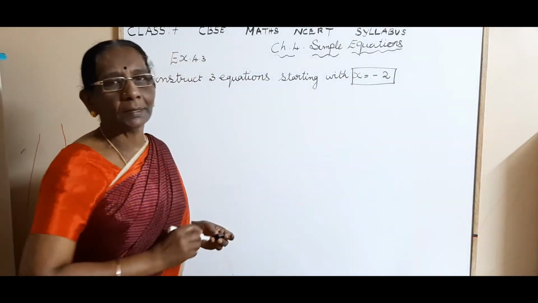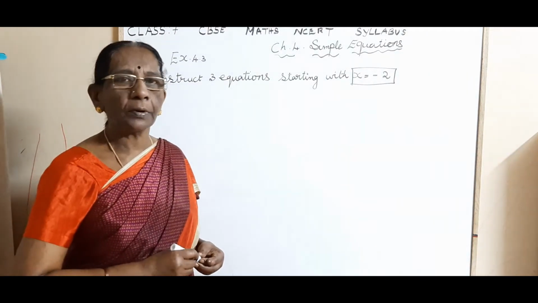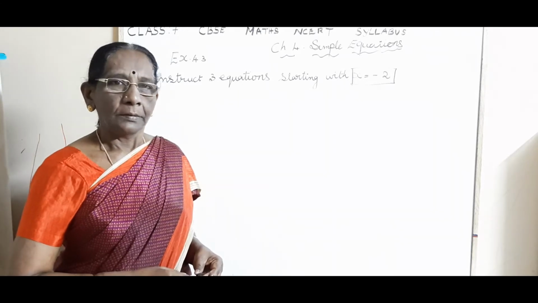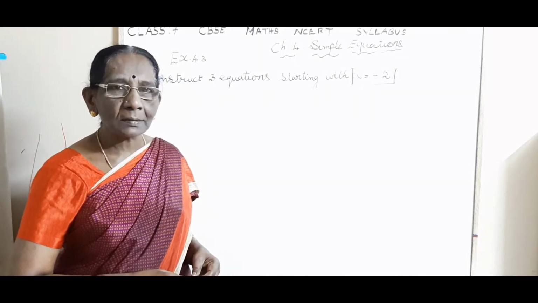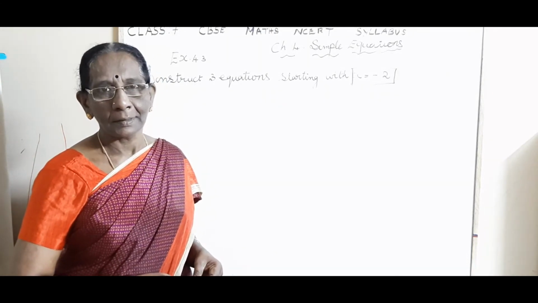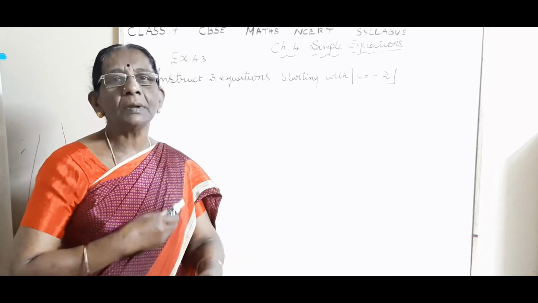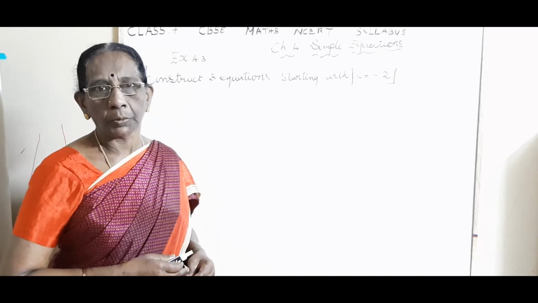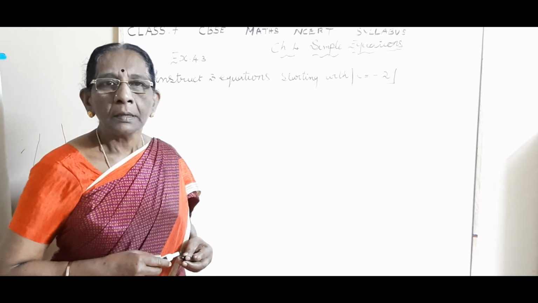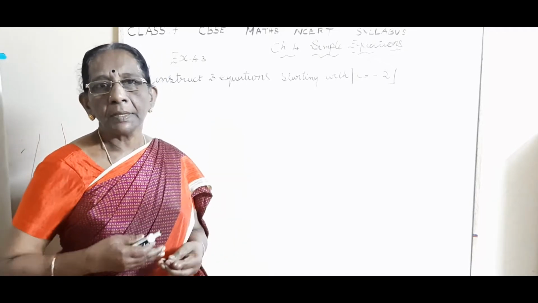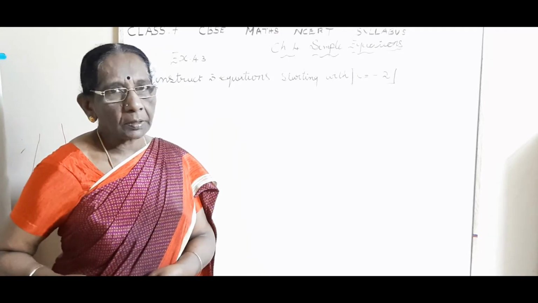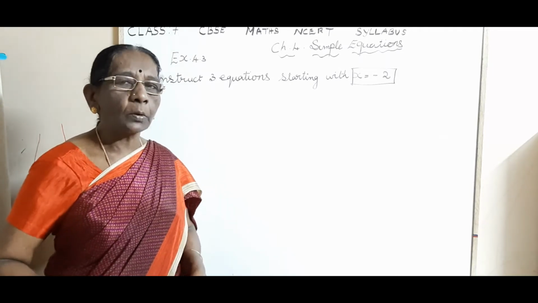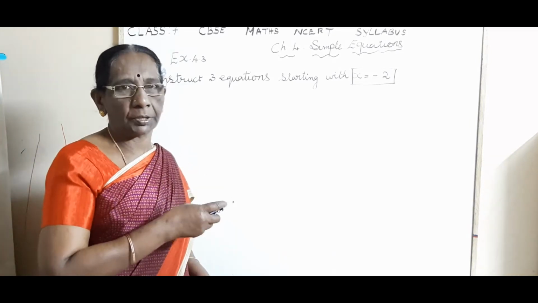The solution is given. The value for the variable x is given. Using that value, you have to construct equations. Okay, children? So, the reverse of that sum we are going to do. In the previous questions, equations were given, we solved and we found the solution. But here the solution is given. We are going to move from solution to equation.